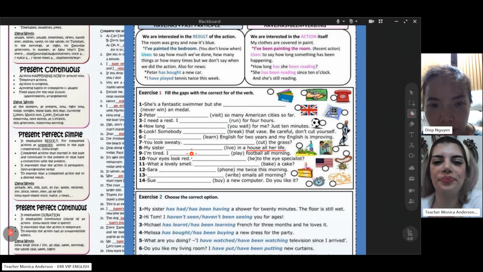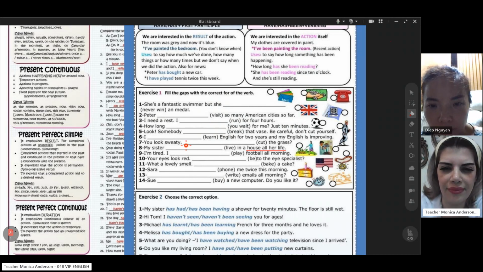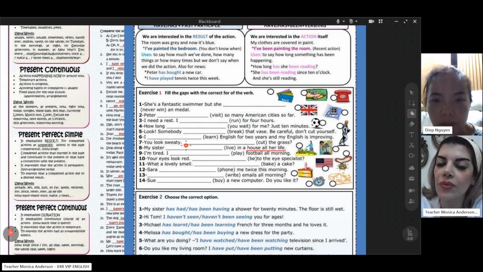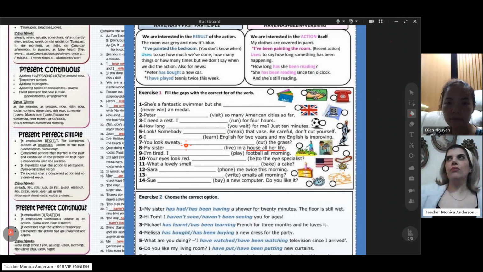Number nine. I'm tired. I have played football all morning. Now here we have all morning. When we say all morning or all day, a temporary time, where you did a continuous action, you can use present perfect continuous. So I'm tired, I've been playing football all morning.